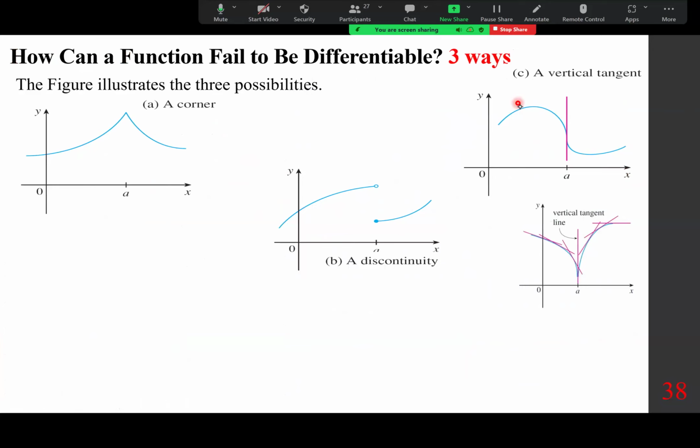How can a function fail to be differentiable? There are 3 ways. Number 1, we have a corner. Number 2, we have a discontinuity. And number 3, we have a vertical tangent line.